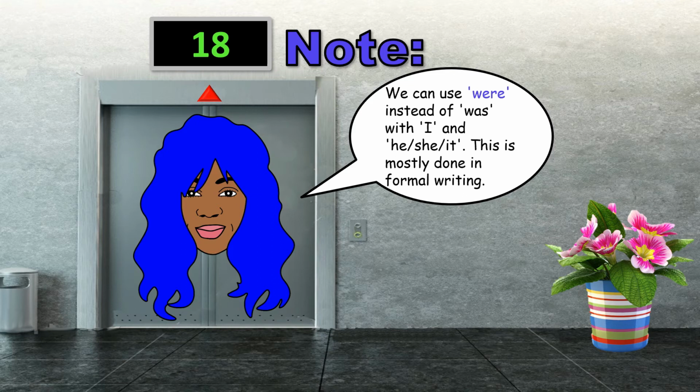Did you notice in the previous example that were was used with I? Yes, we can use were instead of was with I and he, she, it. This is mostly done in formal writing.